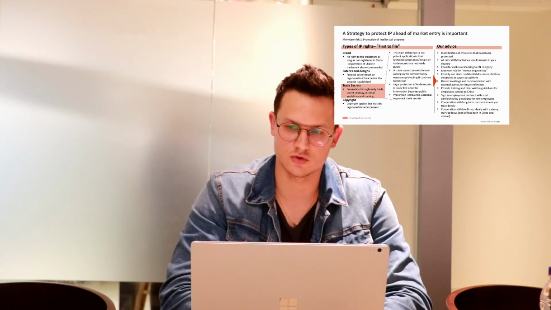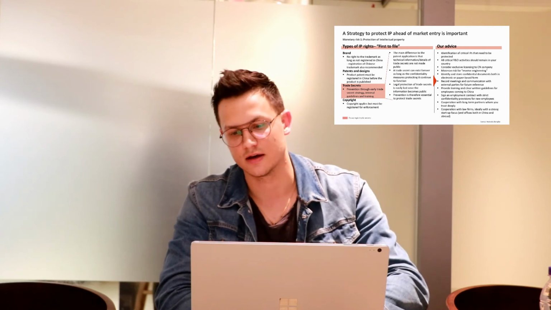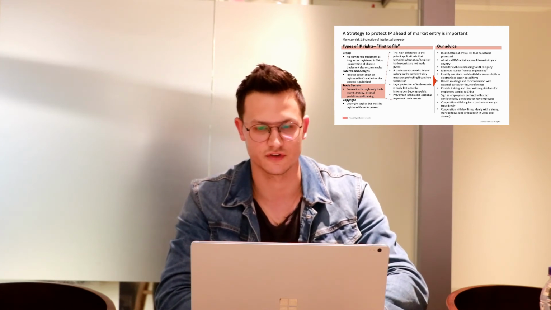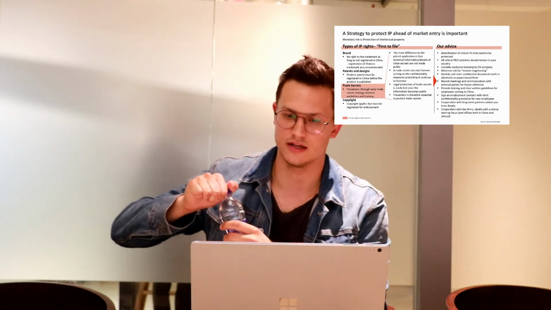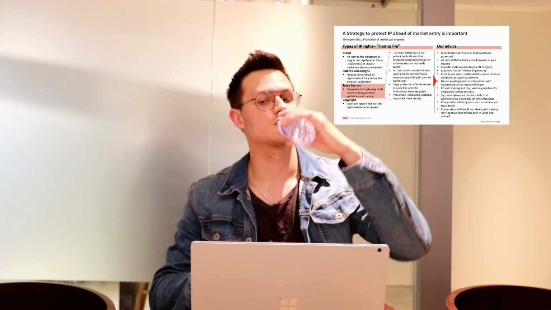And today what we're going to zero in on is trade secrets. So you have different types of IP rights: brands, patents and design, trade secrets, copyrights. So let's focus on the trade secrets. For trade secrets we have a couple of pieces of advice, and here really let me go through each one of these bullet points because I think they are important. If you want, feel free to take a screenshot because this slide contains quite some valuable advice here.